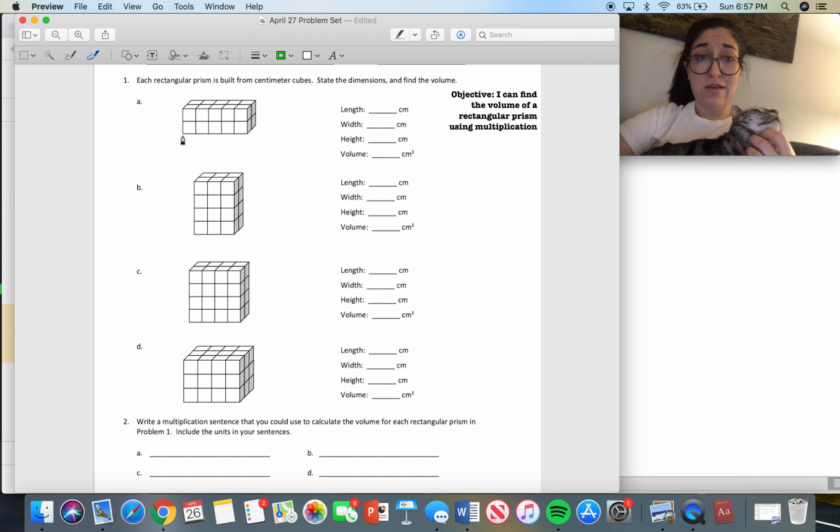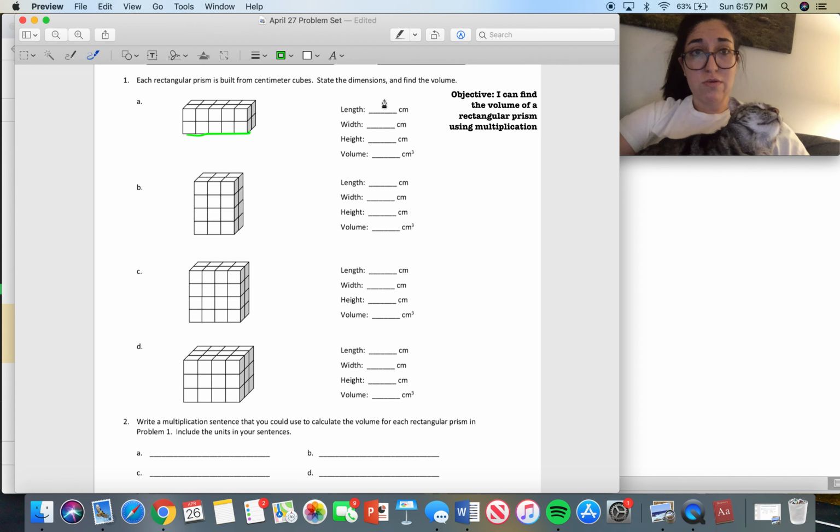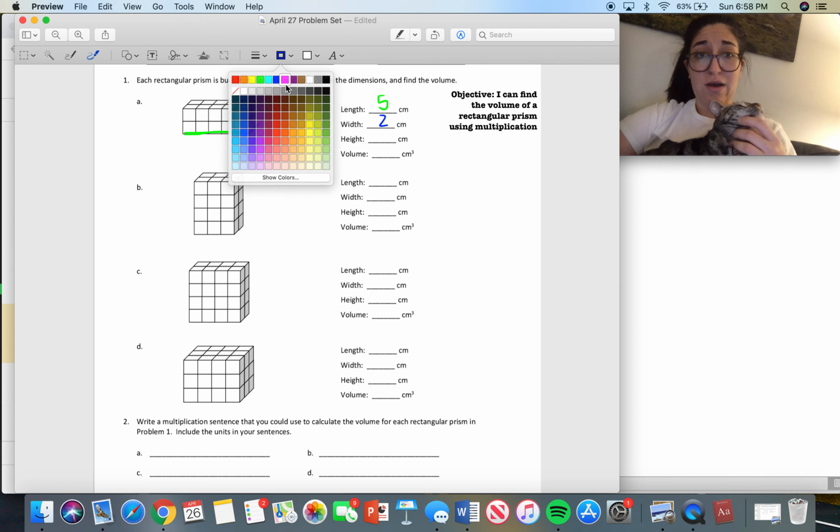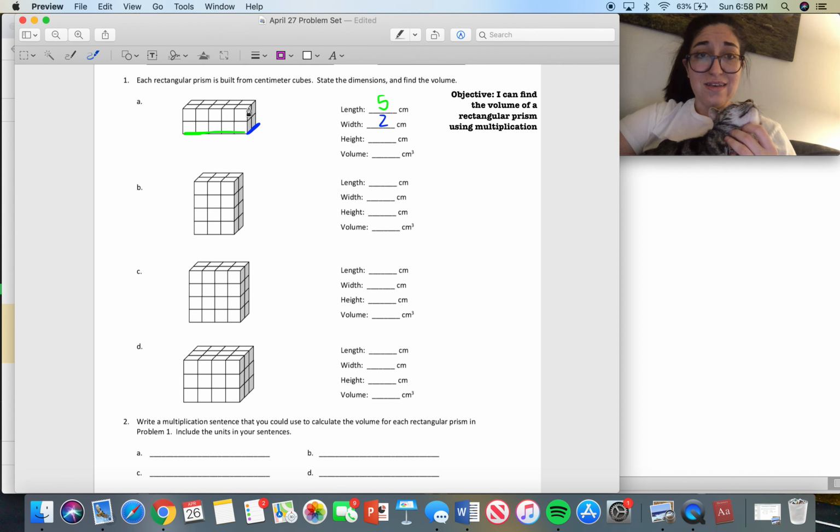The length is 1, 2, 3, 4, 5. I'm gonna say that's 5, right? That's this here, 5 across. The width going back and forth, this is 1, 2, right? And the up and down, how high it is, also 2.